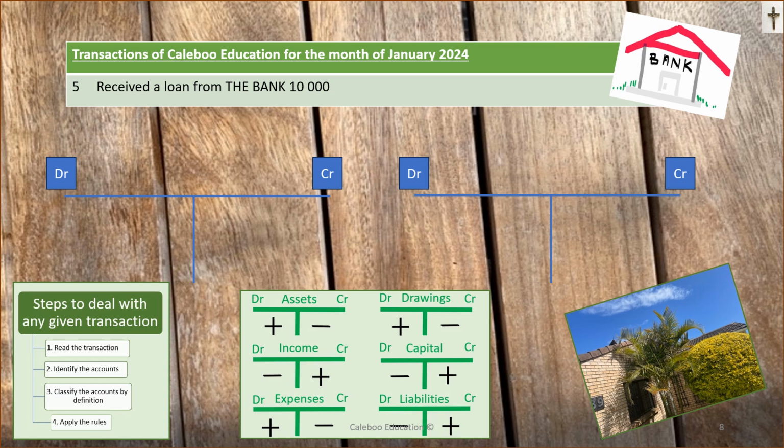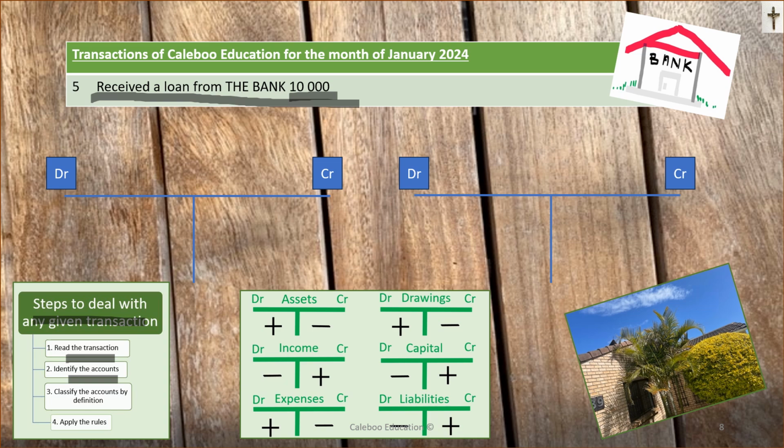Right, this brings us to transaction number 5. Received a loan from the bank, 10,000. So the money that the owner, Richard, put in might not have been enough, and an extra 10,000 needed to be lent from the bank. So we follow the steps. We read the transaction, identify the accounts.